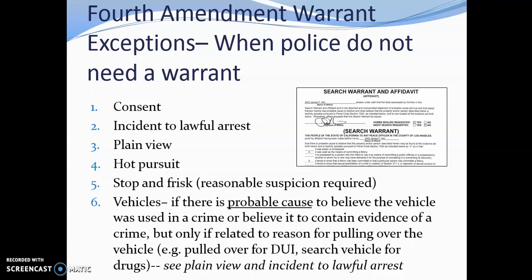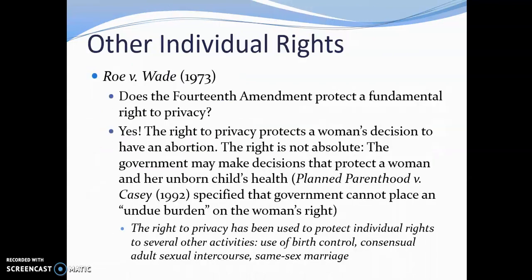There really isn't a lot on the AP exam relating to rights of the accused. I don't know why. I think there should be. I could go on about this for a very long time, but unfortunately, we don't have that time. So let's talk about other individual rights.